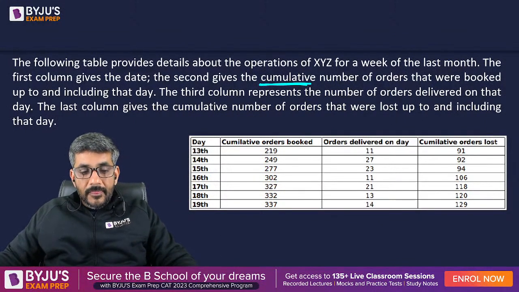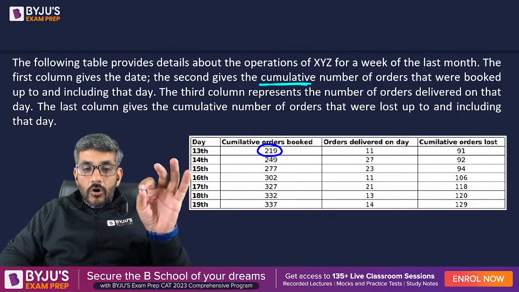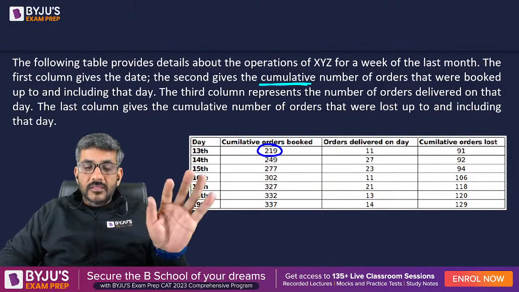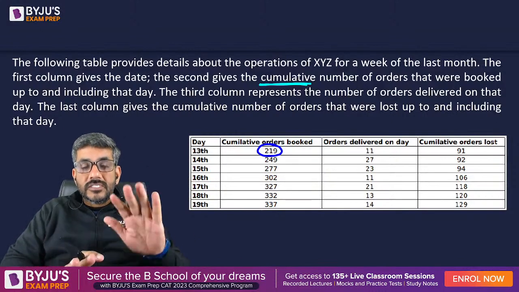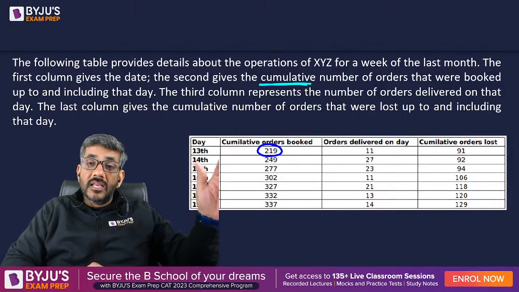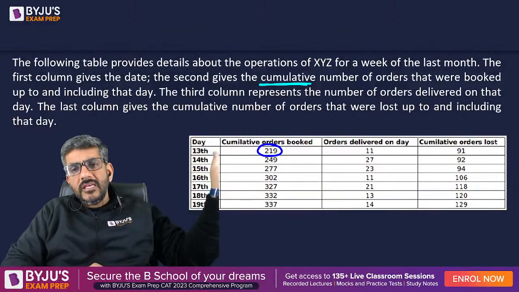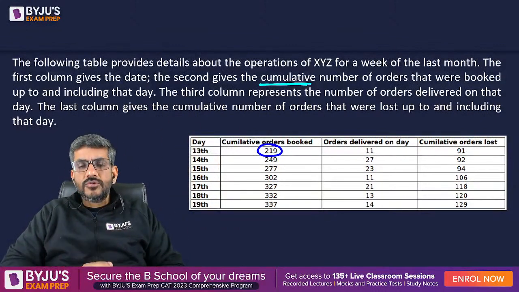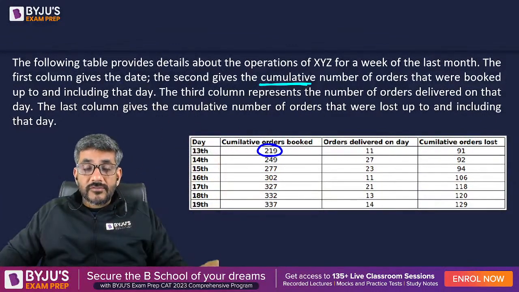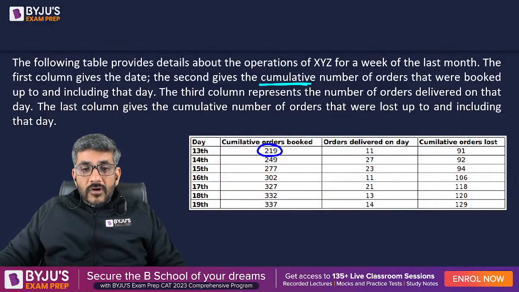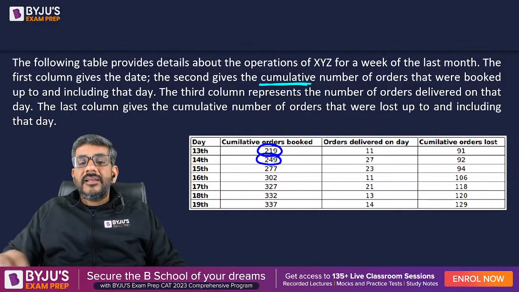For example, when we talk about this 219, this means on 13th, the total number of orders booked till 13th, that means 13th, 12th, 11th, 10th, 9th, and all the previous days' orders added up, that is 219, including the orders of 13th. On 14th, the total of all the orders till date was 249.